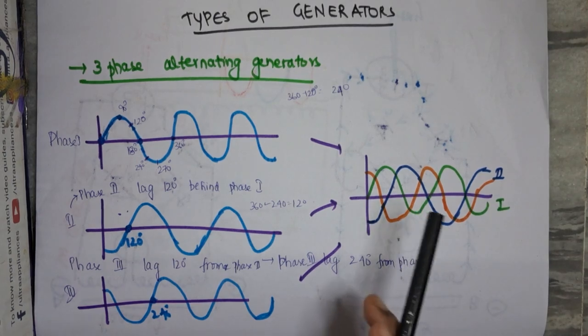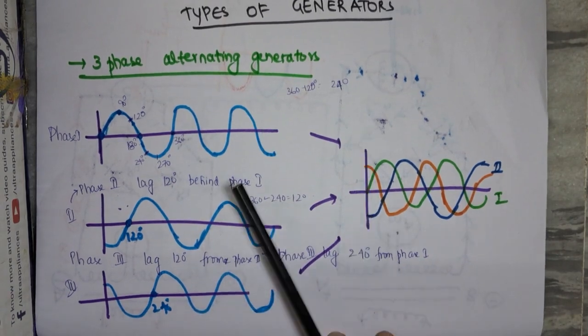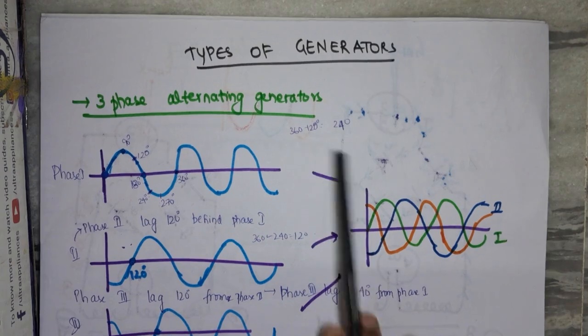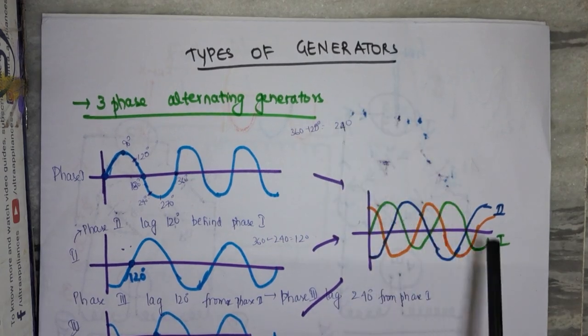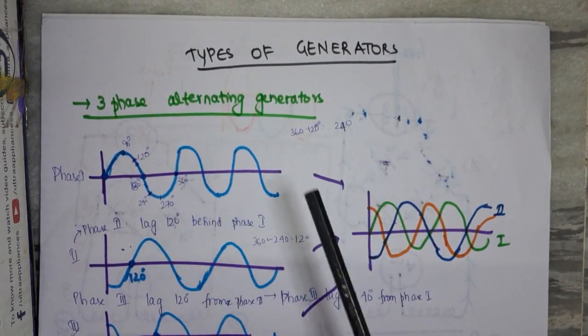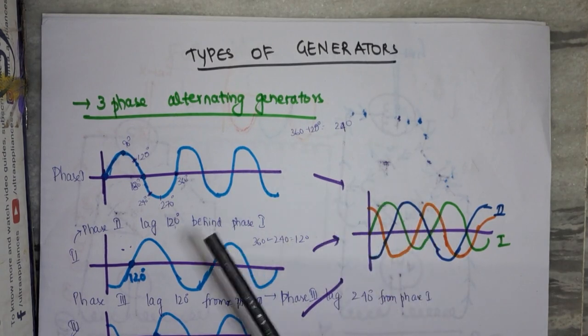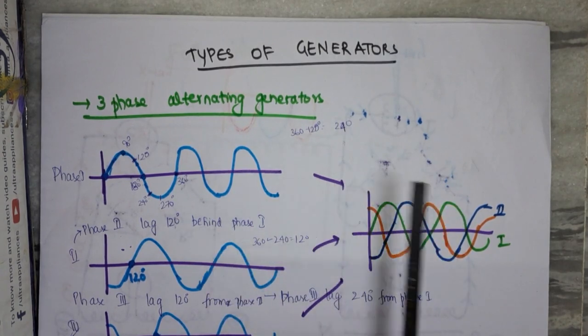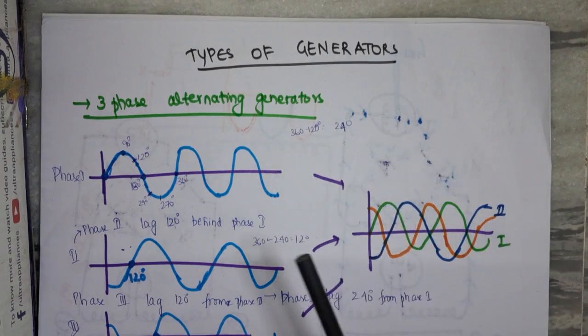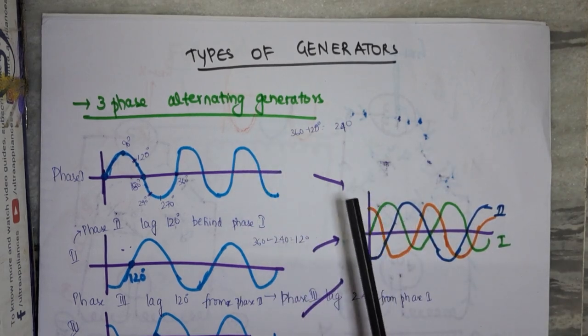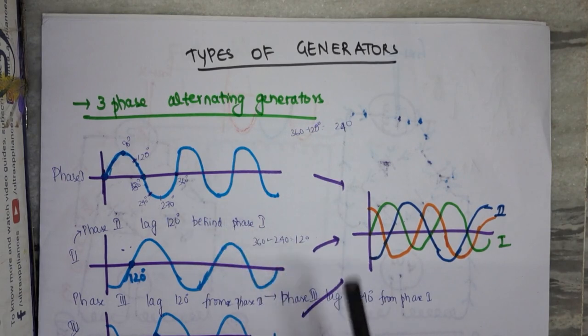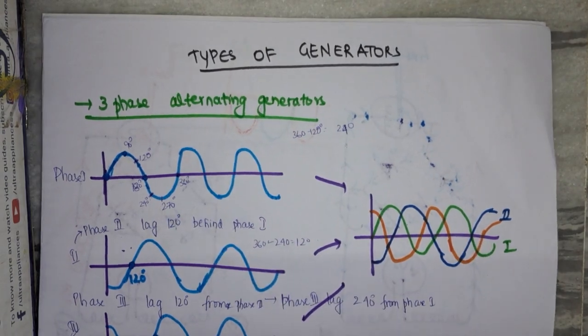Hello friends, let us now learn some important points about the types of generators. Before we go into types of generators, first we will see the three-phase alternating generators. Three-phase generators are important to produce constant potential difference across the X-ray tube.